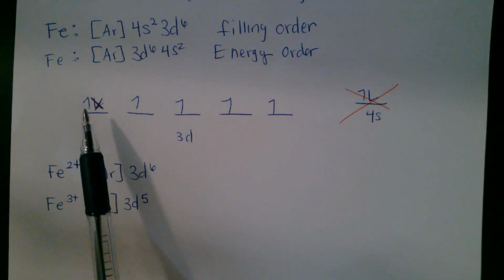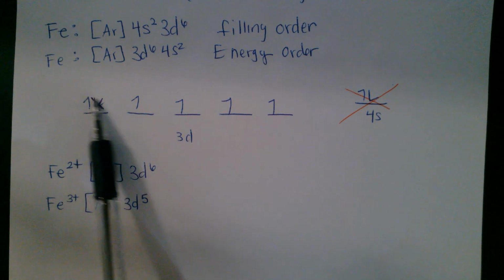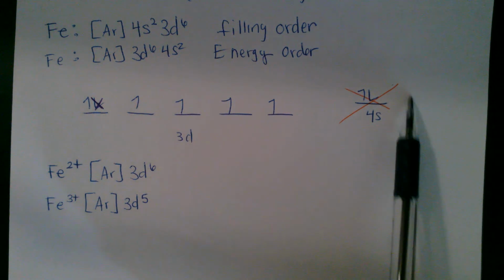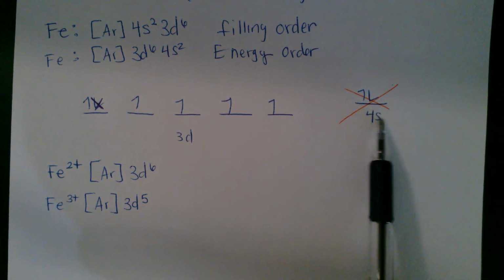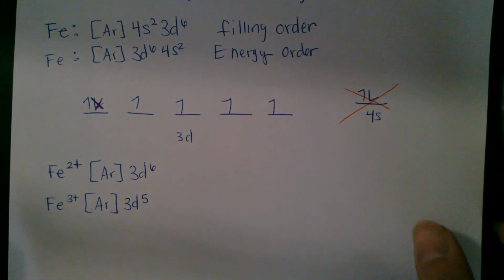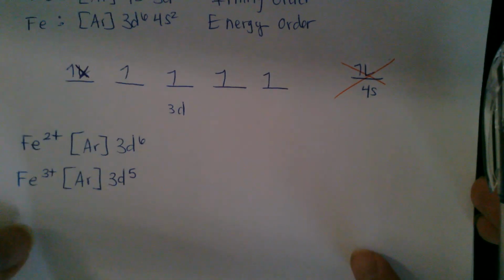Then to form something like a +3 or a +4 or a +5 or even a +6, you're starting to lose these D electrons here. So the first two always lost are these ones here, and then you start losing some of the D electrons here.